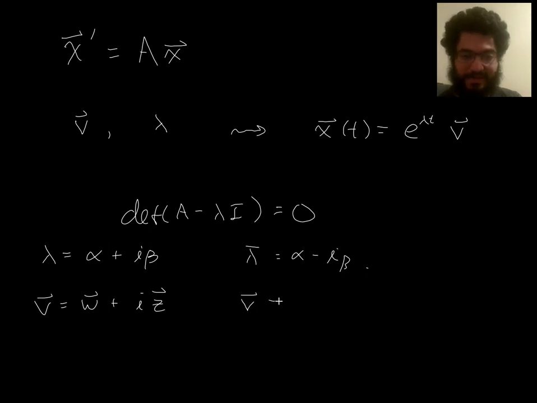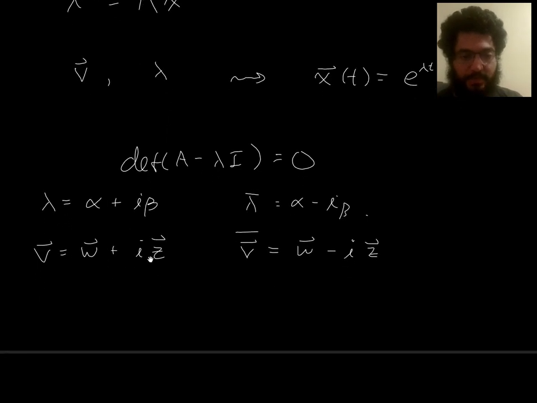It turns out the other eigenvector is actually this. Let's call it v bar, because it is worthy of being called v bar. It's what you get by flipping the sign on the imaginary part of this vector. By the way, when I write a vector like this, I'm just treating i as a complex scalar in front, and I'm thinking of w and z as the real and imaginary parts of this vector.